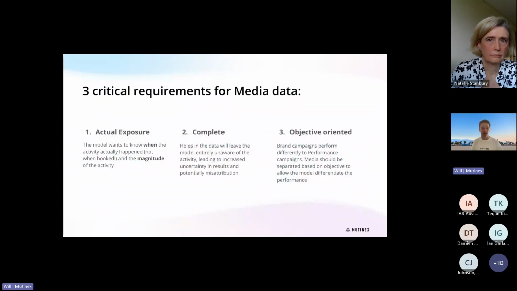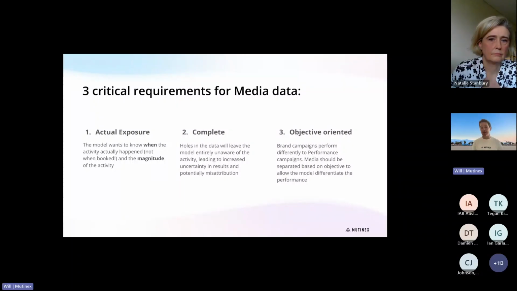So for media data, when you're thinking about what information is going to be critical, there's three things that we want to be thinking about. Firstly, when it comes to media, it's so important that we think about the actual exposure of your media. So the model wants to know when the activity actually happened. We don't want to look at when it was booked or what was planned. We want to know what actually happened. And we want to see the magnitude of that data, so the model can see when we had lots or little amounts of media.